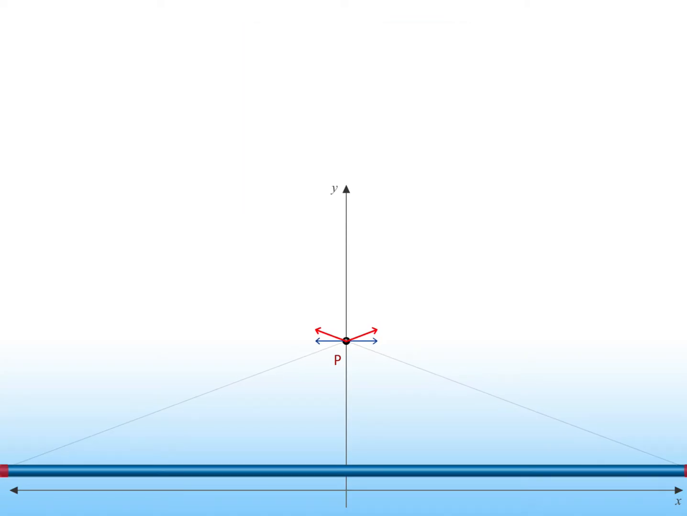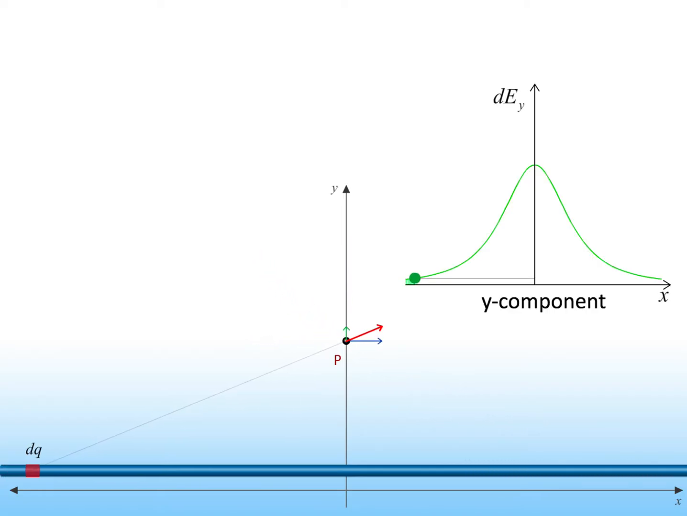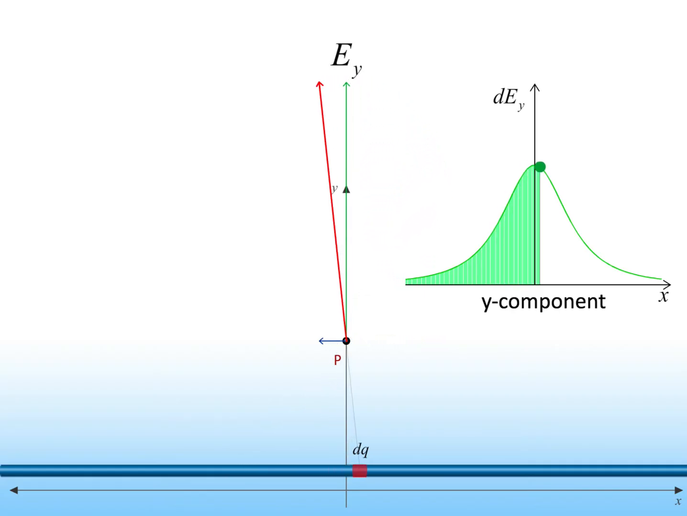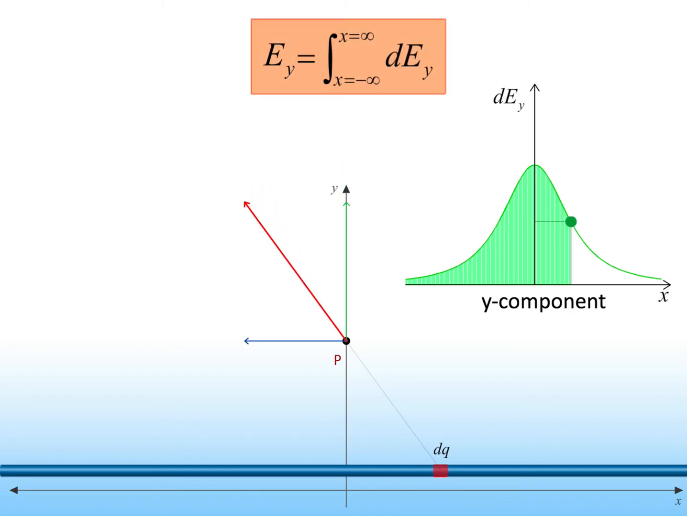We will now focus on the y component of the E field at P as we integrate from minus infinity to plus infinity. We see that all segments of the line now produce E fields at P with positive y components. The plot of dE sub y as a function of x is a sharp peak, centered at x equals 0, as shown. To find the value of E sub y, the y component of the total E field at P, we integrate this curve from minus infinity to plus infinity. This integral is represented by the area under the curve and is a positive number. We'll now move on to compute this integral on the next slide.